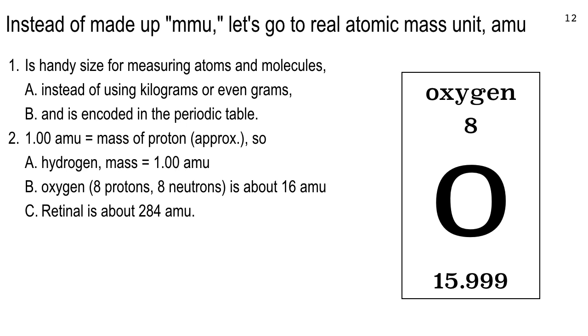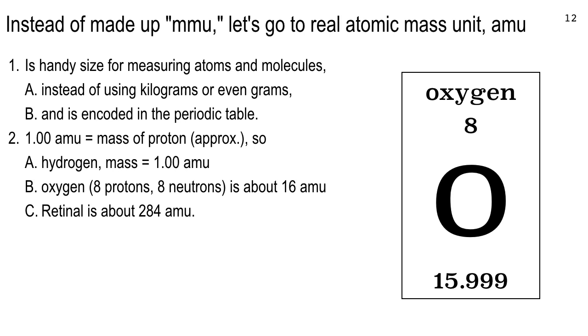Now, the mass of the retinal molecule is about 284 AMUs. That tells you how many neutrons and protons there are, basically. It doesn't tell you the arrangement of them. The chemical formula would tell you the arrangement, but the mass number doesn't. But the mass number is important.